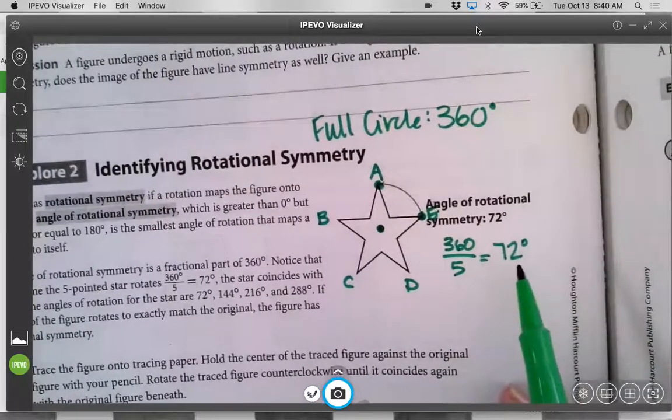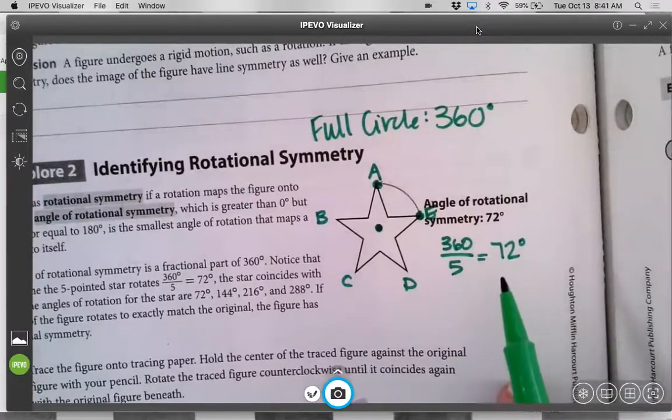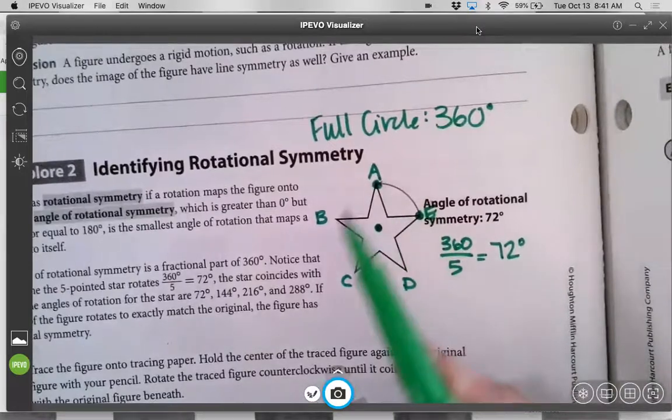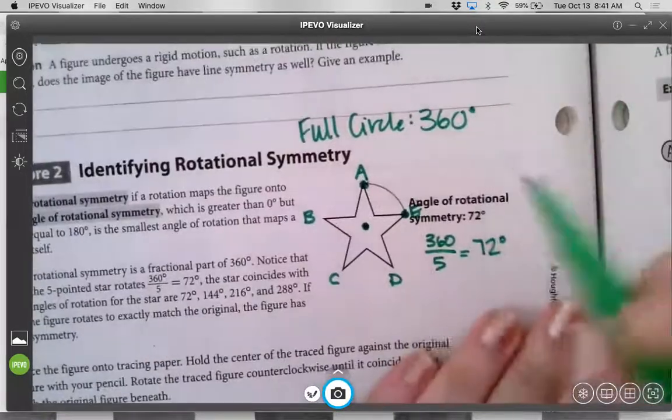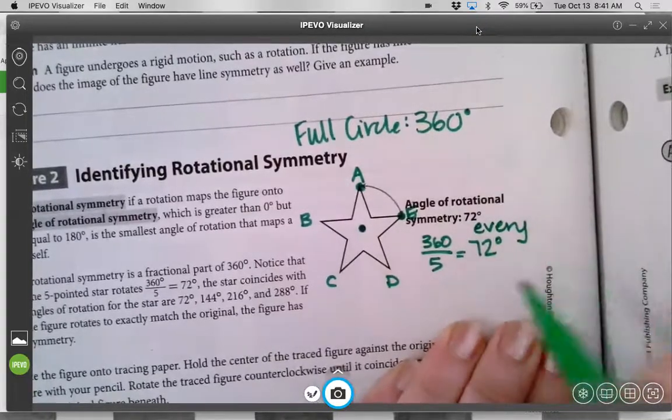So 72 degrees takes one corner onto the next corner, but rotational symmetry doesn't just happen one time. It can happen all the way around that circle. So it's not just 72, it's every 72 degrees. So go ahead and write that in.